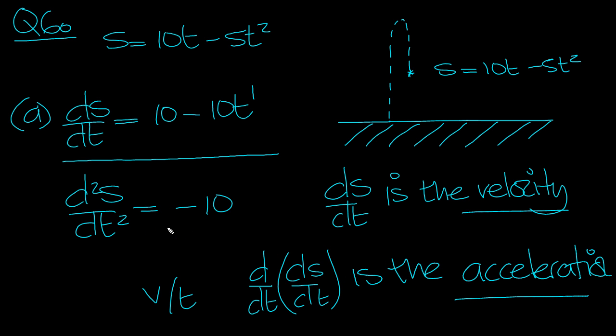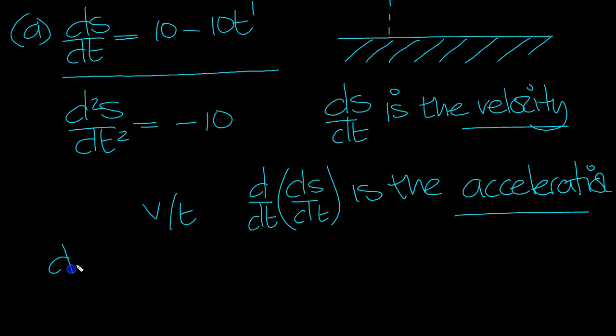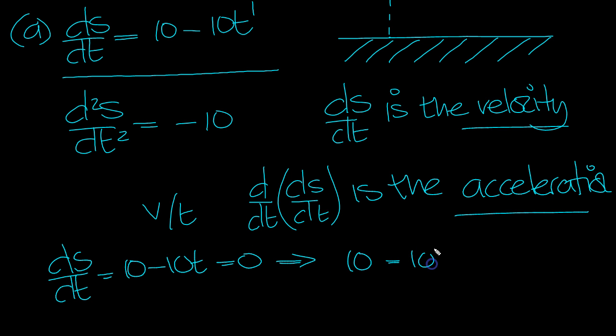Now, B, at what time does the ds/dt equal 0? Let's have a look at that then. Equals 0 when 10 equals 10t. Move the 10 from times down to divide. 10 over 10 is 1. Read it from right to left, t is 1. So that's when the velocity is 0.